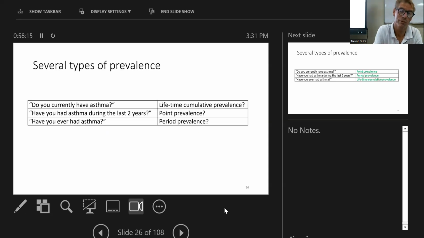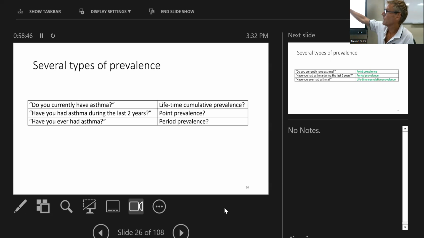Right. I wanted to say something else about prevalence. There are different sorts of prevalence, and it depends on what question you ask. This is important because when you're designing a questionnaire, you might ask about a particular disease. These are not correct. I want you to try to put them in the correct order.